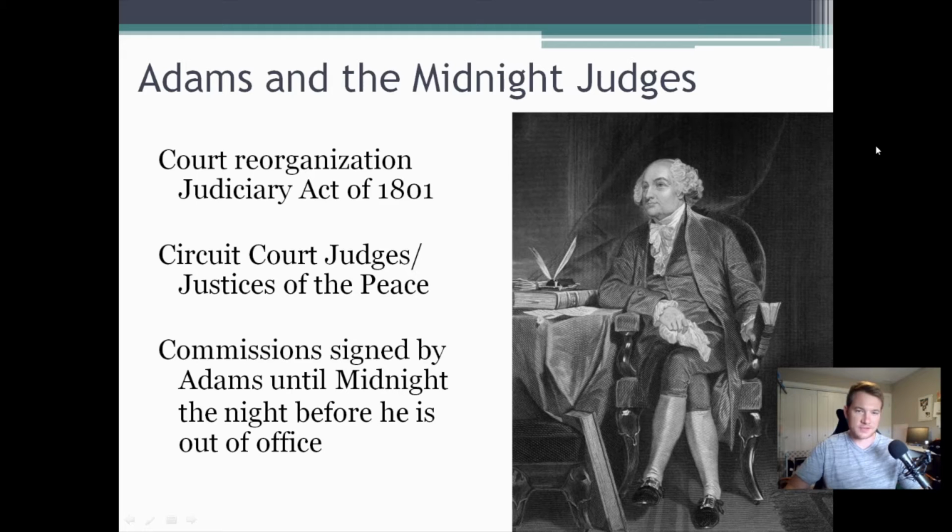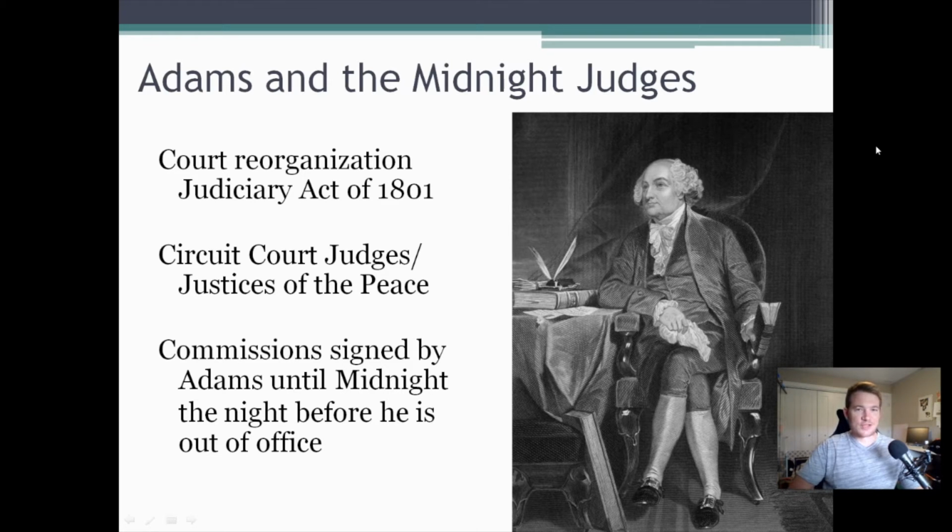But what they wanted to do was reorganize the court system beneath the Supreme Court, as well as the Supreme Court itself. They were actually going to reduce the amount of Supreme Court justices from 6 at that time down to 5. But they also wanted to create some new courts so that the current Supreme Court justices would no longer have to, quote, ride circuit, which means sit on lower level courts. So they passed the Judiciary Act of 1801. And in doing so, they created several new judge positions, circuit court judges and justices of the peace.